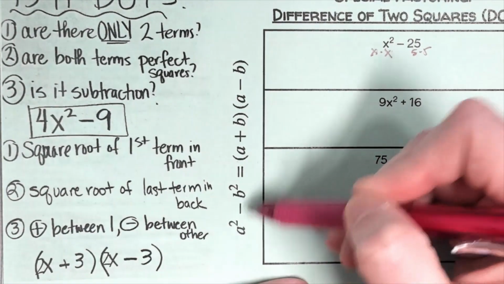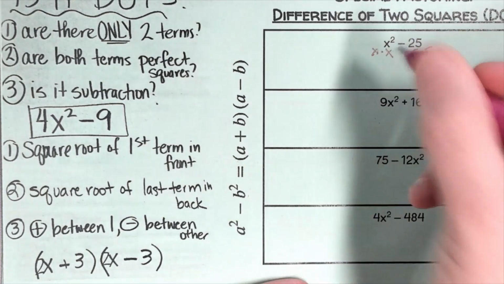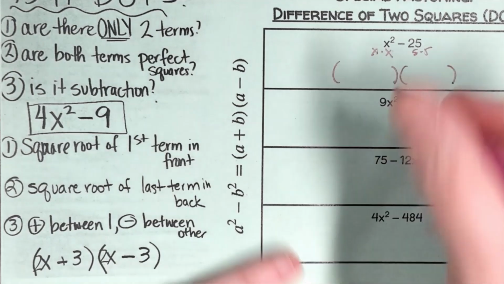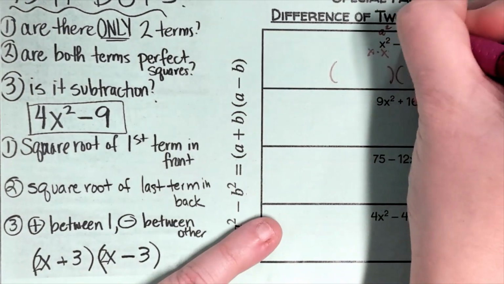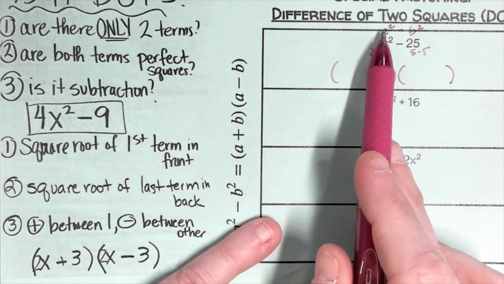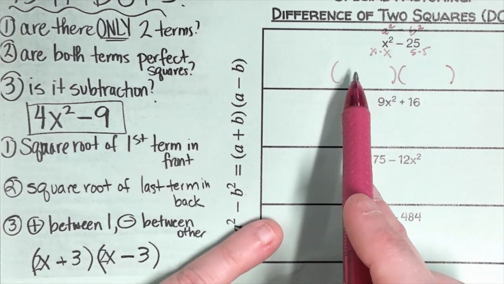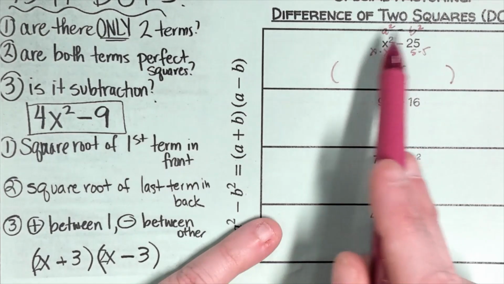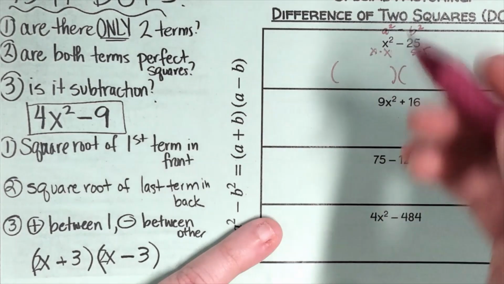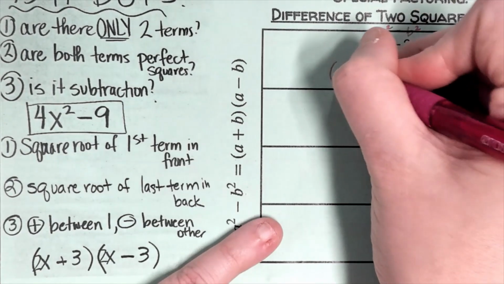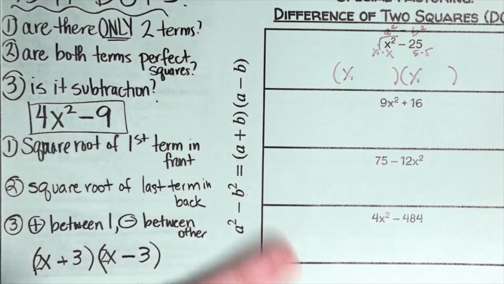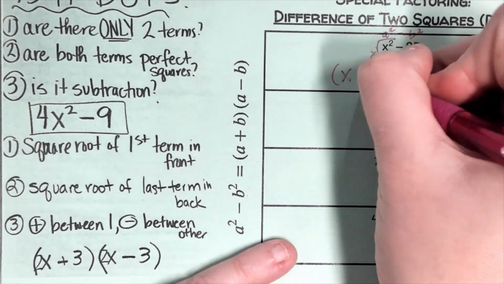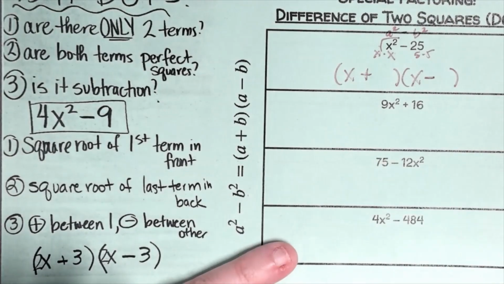So the pattern says a squared minus b squared equals a plus b, a minus b. I can tell already that this would be my a squared minus b squared. So if I wrote it above there, I need just a in the front. So how do I find a? Well, if x squared is a squared, then to find a, I have to take the square root. The square root of x squared is x. So I put an x in the front of each of those. One of them has a plus and the other one has a minus.